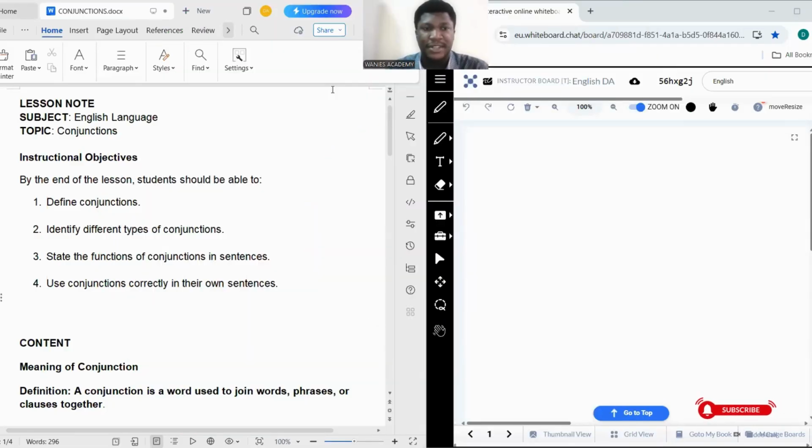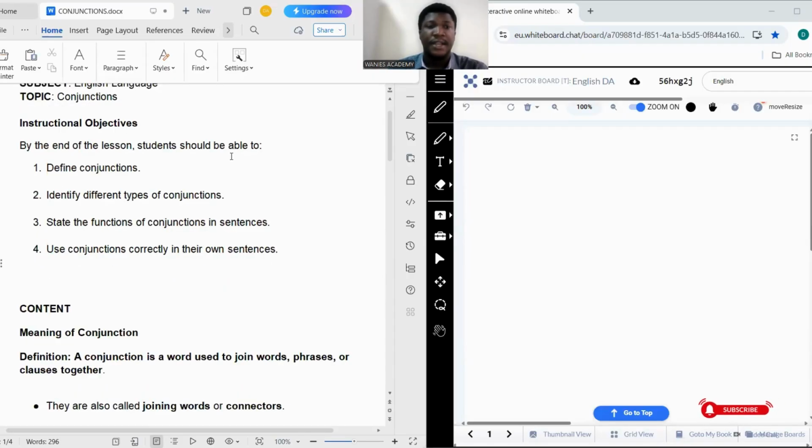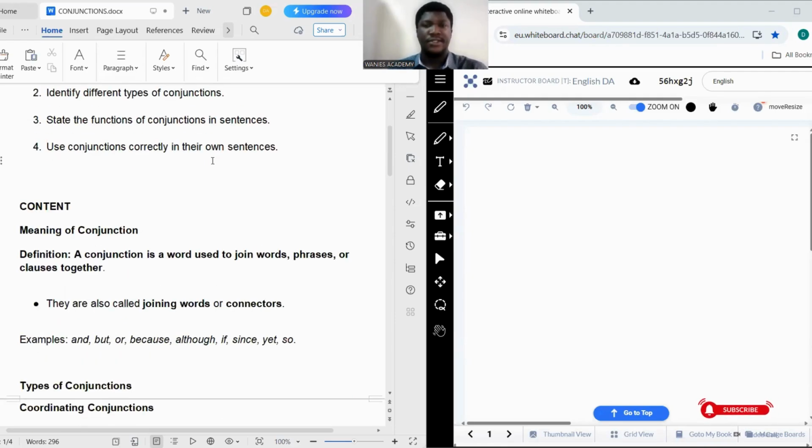Today we're going to be talking about conjunctions. Now, these are the objectives of this lesson. The first is to define what a conjunction is. The second is to identify different types of conjunctions. The third is to state the functions of conjunctions in sentences. While the fourth is to be able to use conjunctions correctly in sentences that you will create on your own. Now, let's jump straight into the lesson.